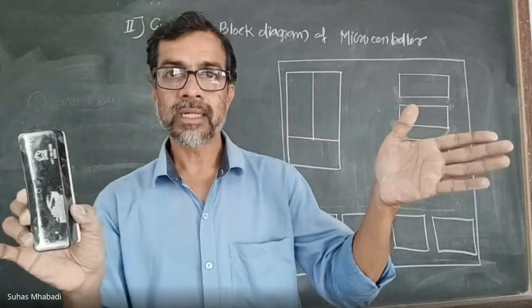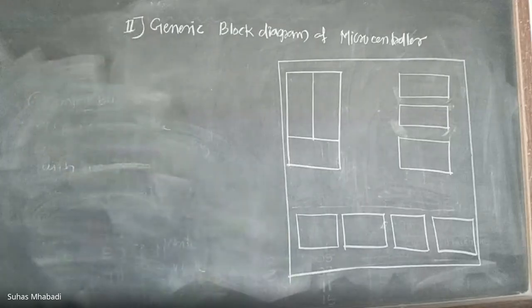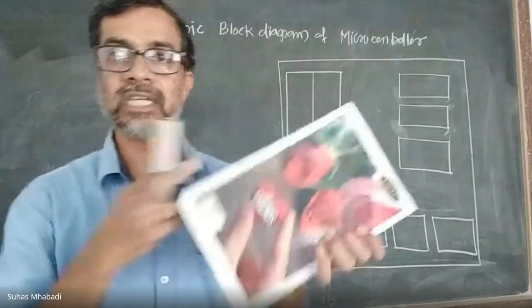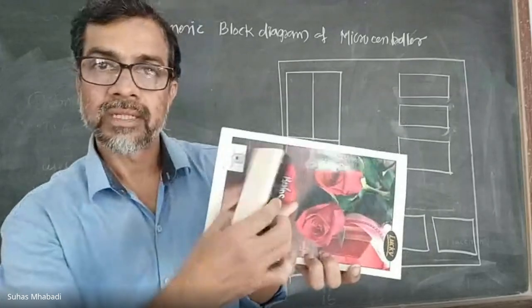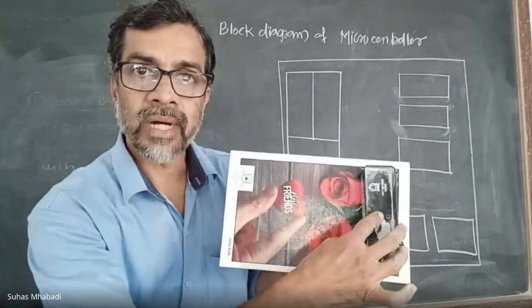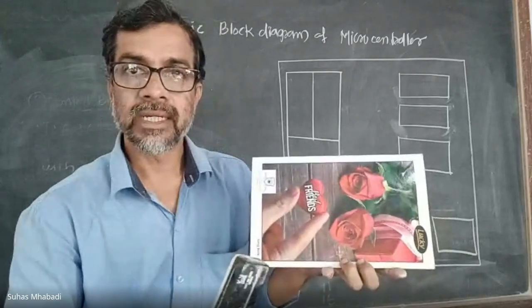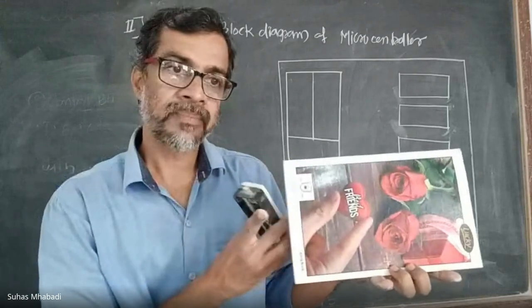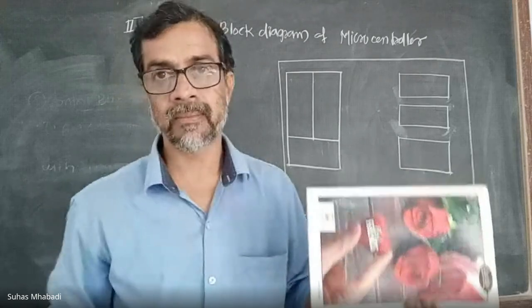So on a PCB, suppose this is a PCB, I will mount the processor and then memory and input device. And this is a PCB. This system is known as microprocessor based system.